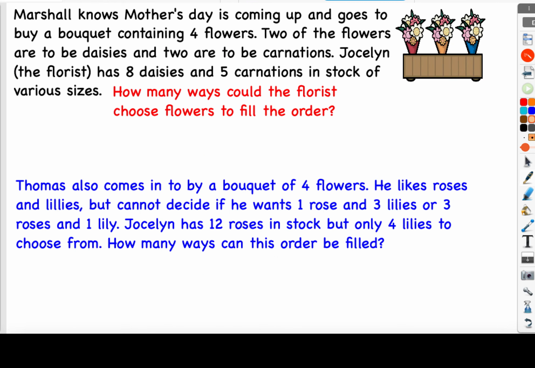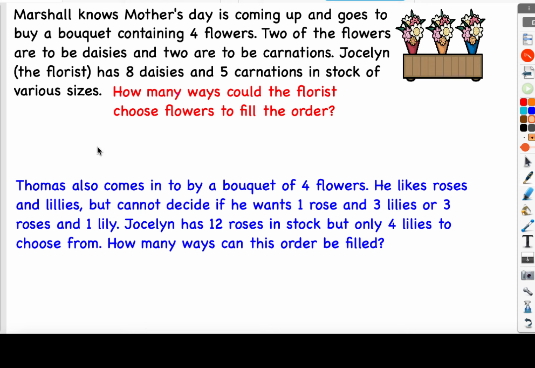One last one for you here very quickly. Marshall knows it's Mother's Day is coming up and goes to buy a bouquet containing 4 flowers. 2 of the flowers are to be daisies and 2 are to be carnations. Jocelyn the florist has 8 daisies and 5 carnations in stock. How many ways can they choose the flowers to fill that order?